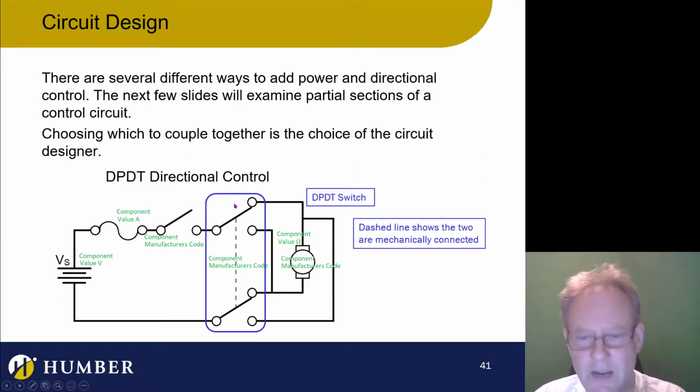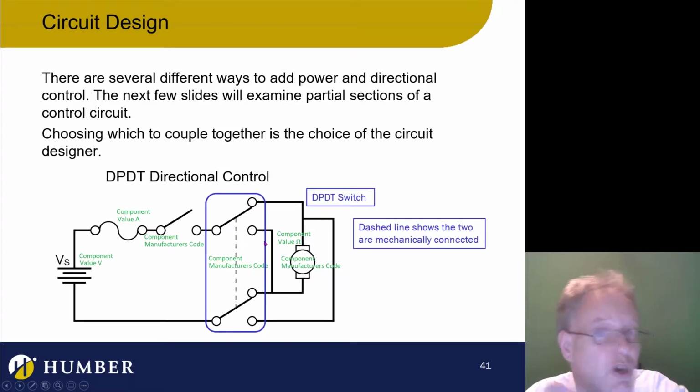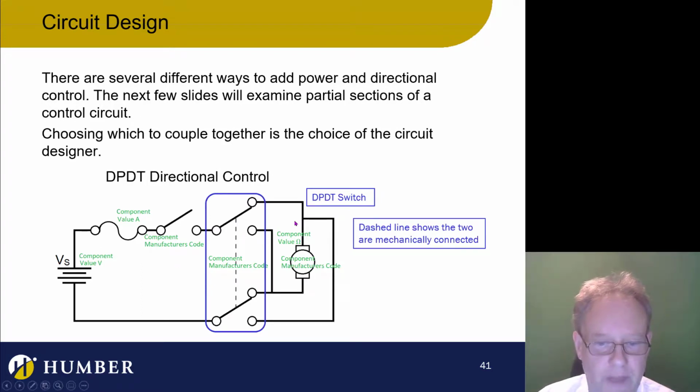And by the way, just a reminder that because of this mechanical connection, this is one switch. You can just go and buy it. It's not actually two switches. Okay, so that's what's going on there.